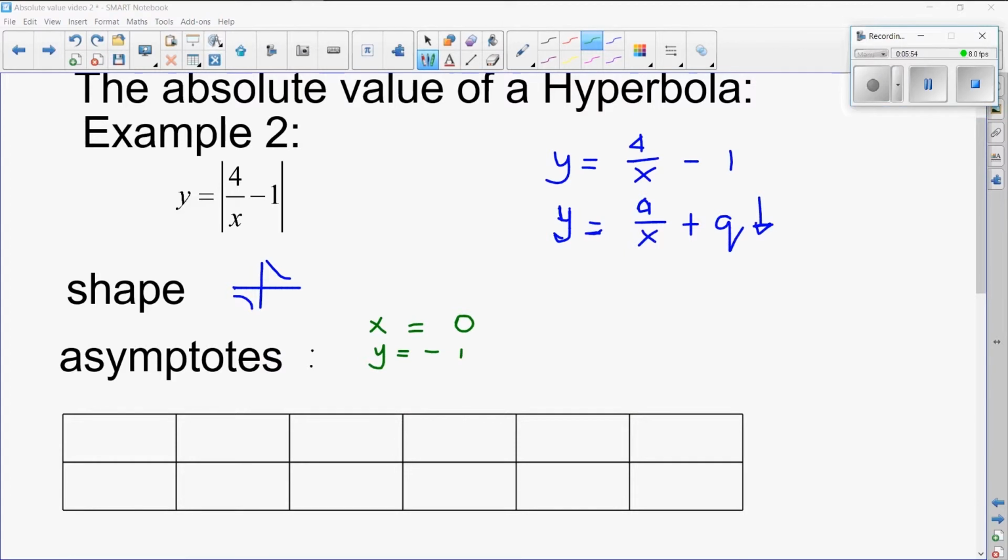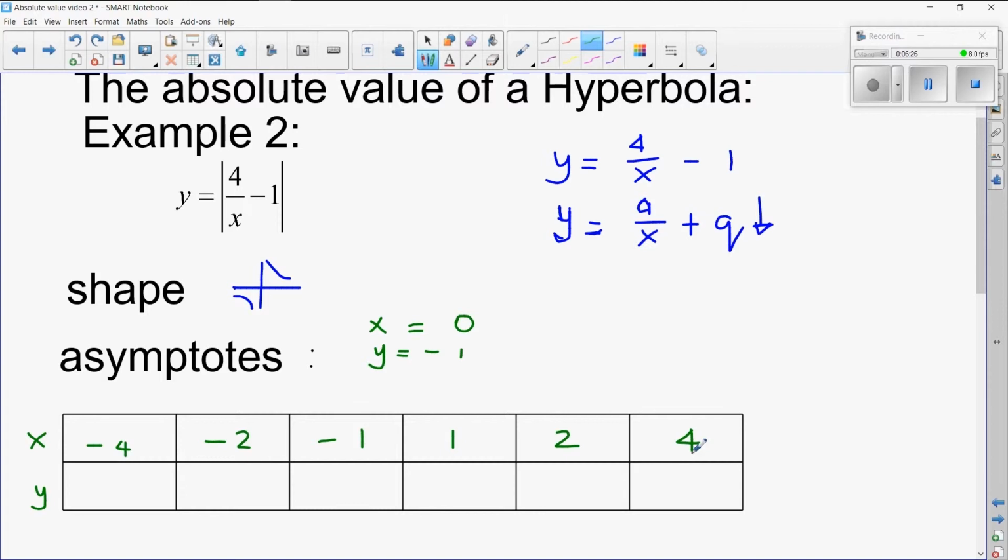To find points to plot the hyperbola, it's easiest to use a table and to substitute values. So I have my x and my y coordinates. I'm going to choose multiples of 4 so that it makes substitution easier, and factors of 4. So I'm going to take -4, -2, -1, 1, 2, and 4. And remember, x cannot be 0 because x equals 0 is an asymptote. Also, division by 0 is undefined.